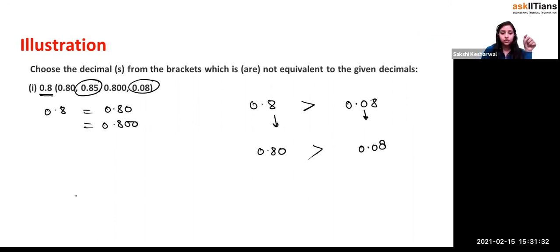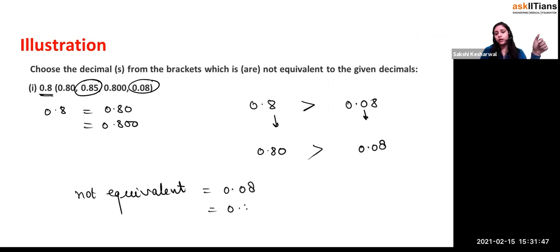So choose the decimals from the bracket which are not equivalent. I have already explained this very clearly, what are equivalent and not equivalent. So this will be 0.08, right? And the other will be 0.85. You are taking 8 parts of some fraction, so you're taking 85 parts of it. So this is not right.